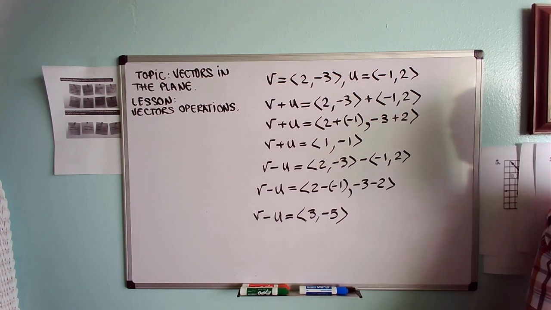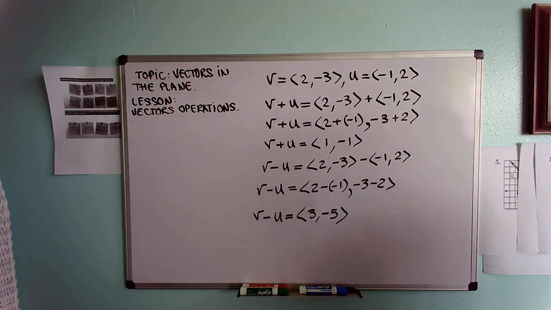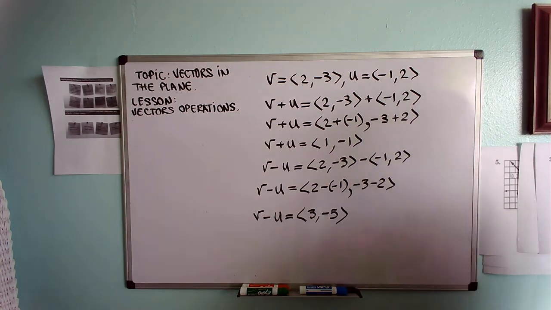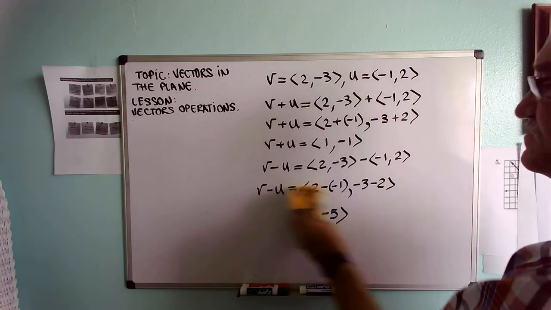So we can perform more than one operation on vectors, and that is what we are going to see next. In the same way, when we are performing more than one operation with real numbers, we have to follow the order of operations. Example.